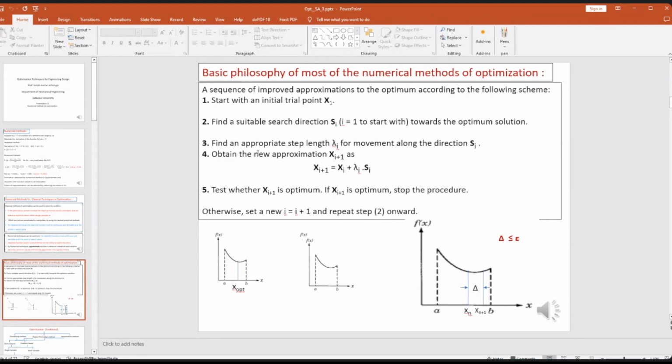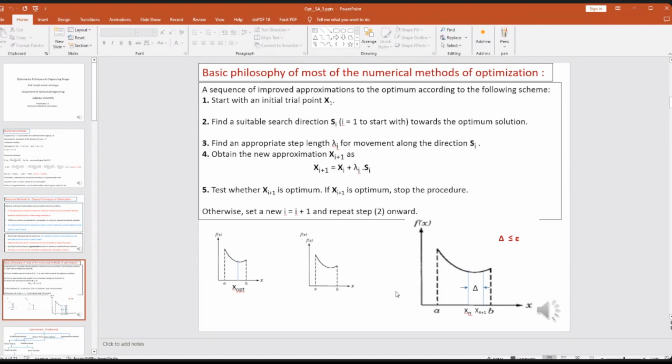In this case, if it is a single variable function, there is only one search direction, either to the right side or left side along the x-axis, so either positive or negative. So the search direction is not a confusion here. But in case of multivariable, we will see later that first of all we have to identify the best search direction among several search directions, because in case of multivariable, an infinite number of search directions are possible. But here in case of single variable, only one search direction is there.